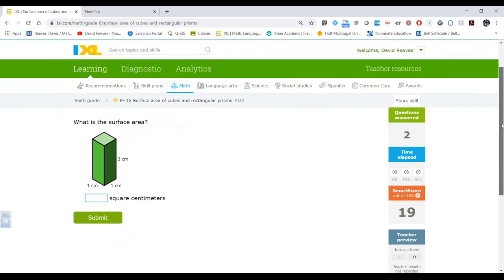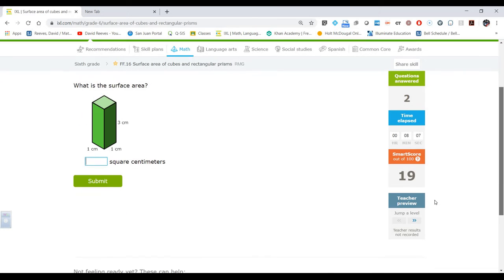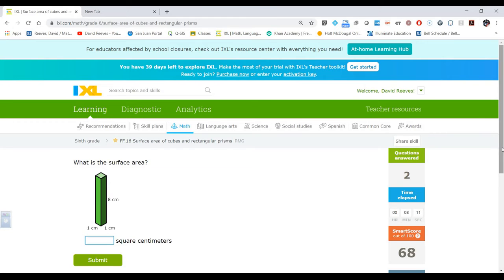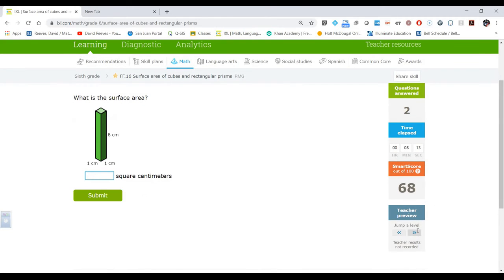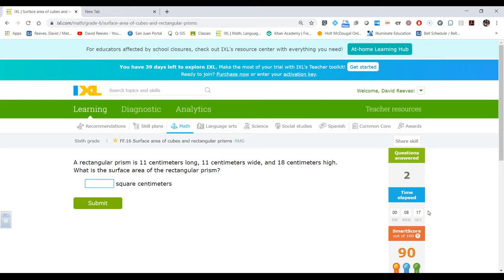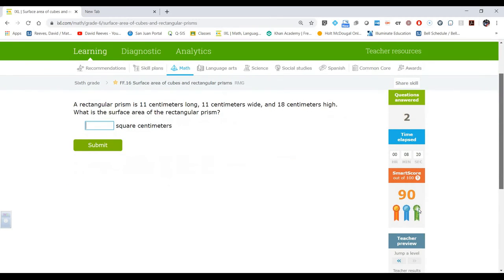All right. So again, we have another one here. I'm going to skip to a higher level. Let's see what they have at the next more difficult level. Doesn't look any more difficult. Looks a lot like the last one. All right. What about the challenge zone? What do they got for us in the, oh, in the challenge zone, they took the picture away.